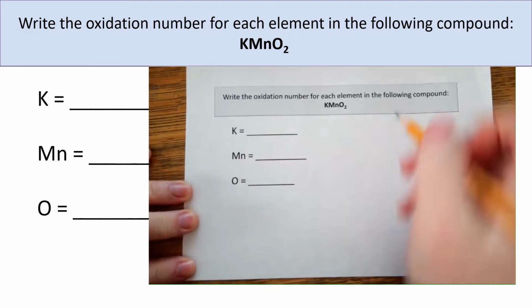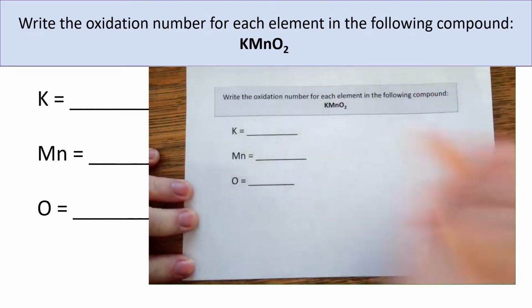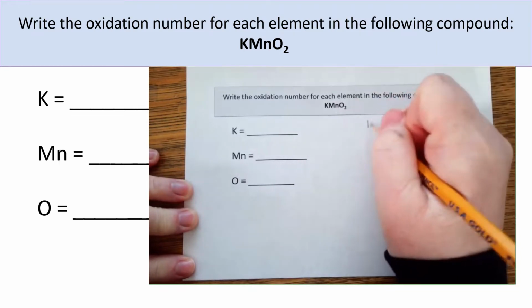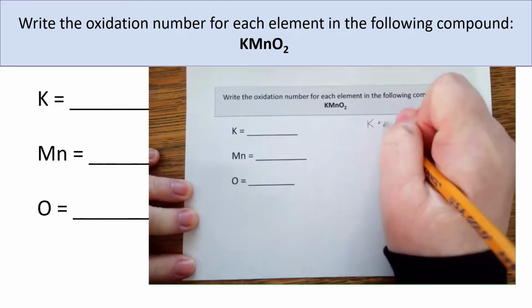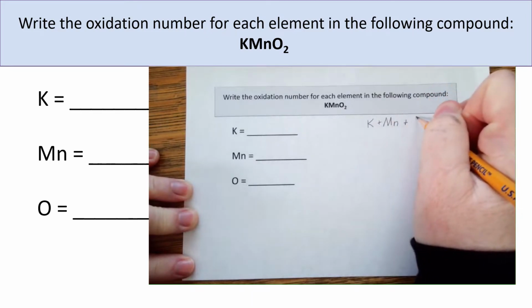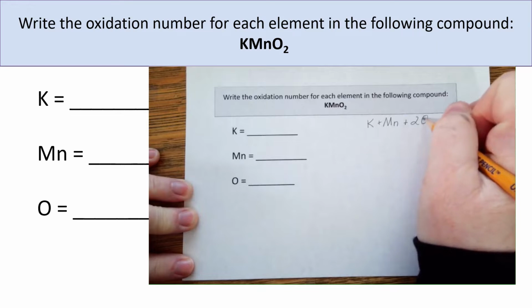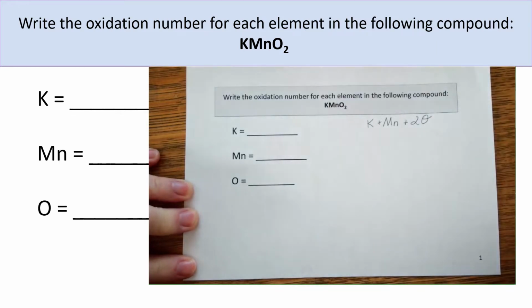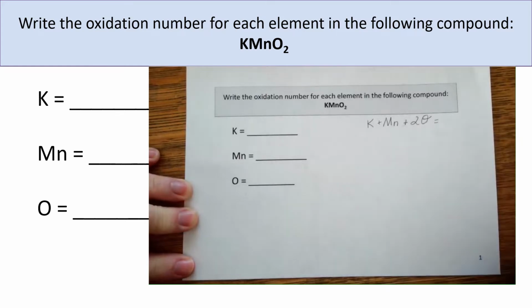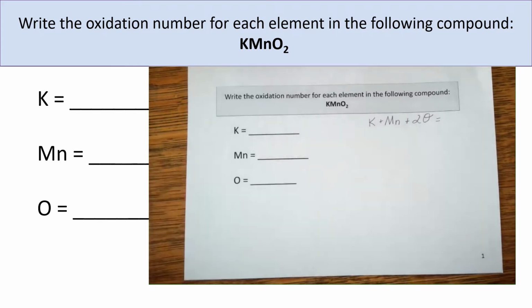Here's my list of elements. So I need to write an equation. I need to look at how many of each element are in this formula. So I have 1 K plus 1 Mn, which is manganese, plus I have 2 oxygens. Sometimes when I have an O, I like to write it like that so I don't confuse it with a 0. Now I need to set it equal to something or it's not an equation.